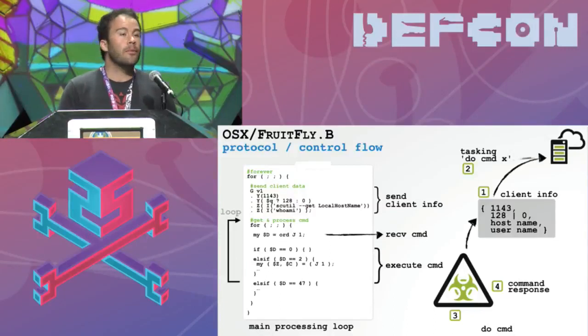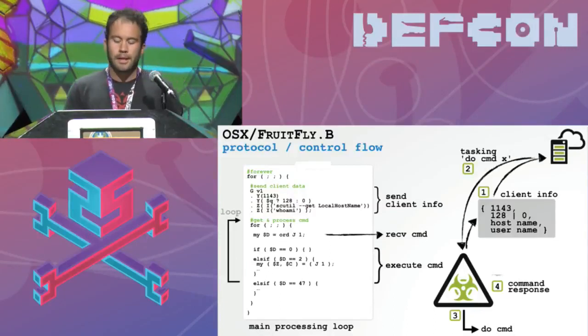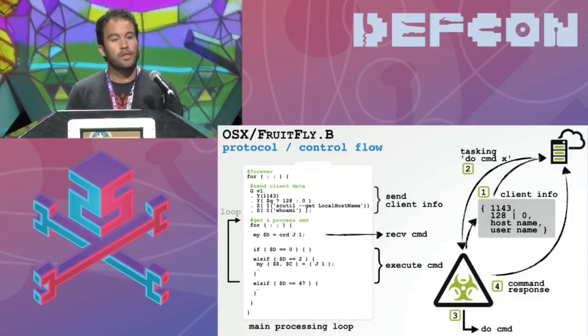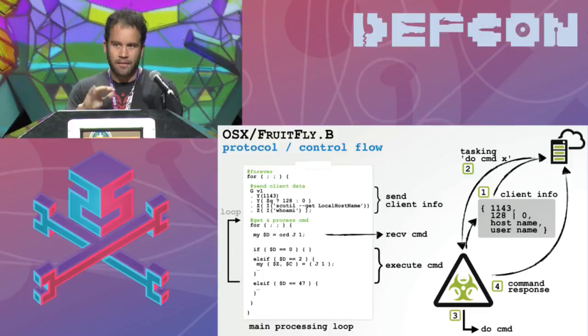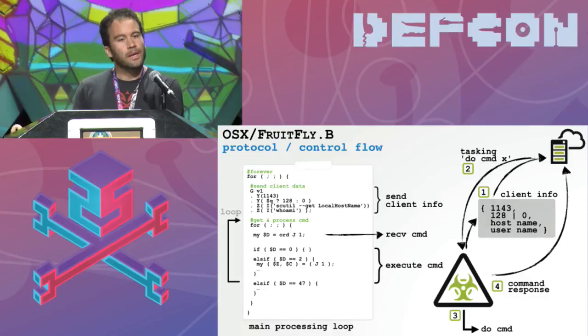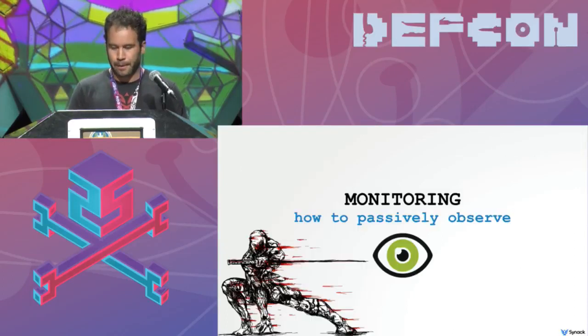Finally, we get to the main processing loop, and this does two things. It checks in with the command and control server, sending some information like the host and username. And then it invokes the J subroutine to receive 1 byte from the command and control server, which it then processes in a massive if-else loop. What this is doing is basically just receiving a numeric command from the command and control server, processing that, and then returning the response to the server.